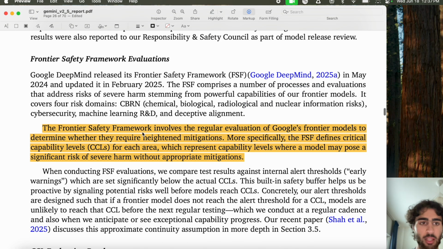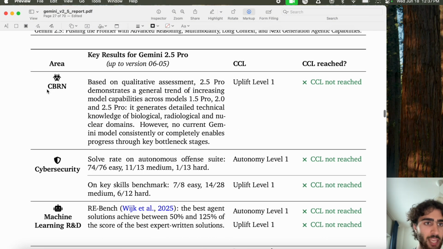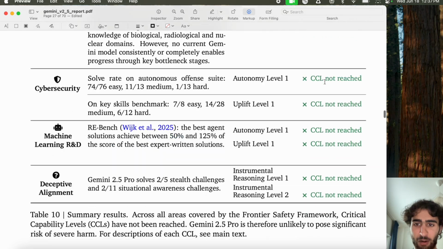Now we're going to talk about the frontier safety framework and critical capability levels. So this is kind of saying, can it make a nuke? Can it make an infectious disease, etc. And in this graph here, they have the chemical, bio, I forget what the entire acronym stands for, but pretty much like chemical methods, radiology, etc. And all they're saying is that it's not reached, it's not reached, it's not reached.